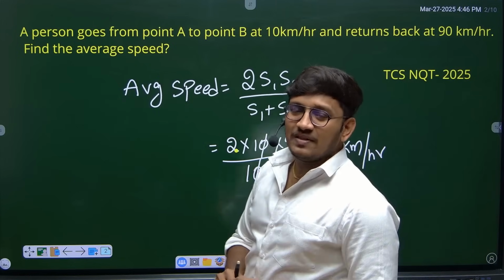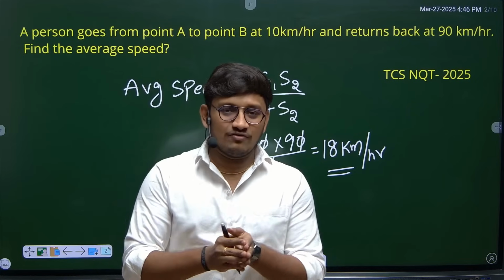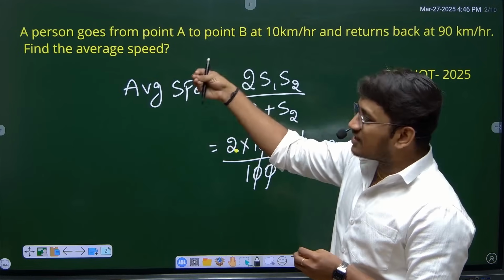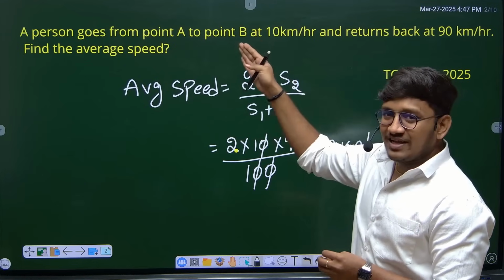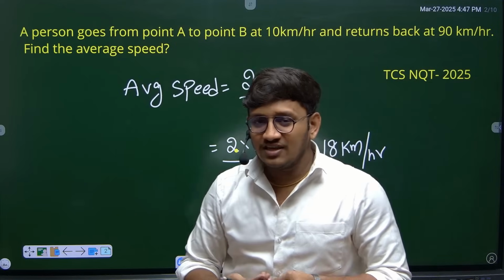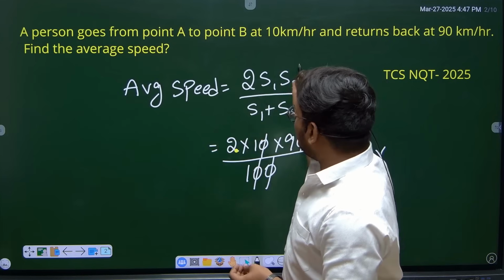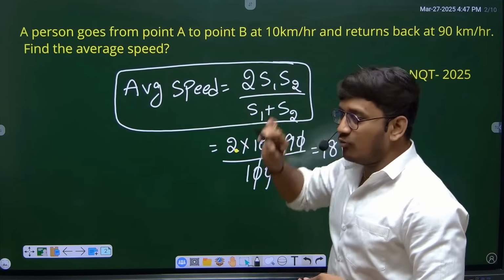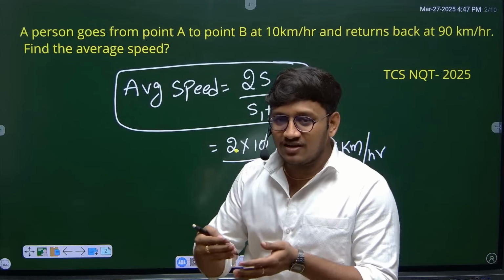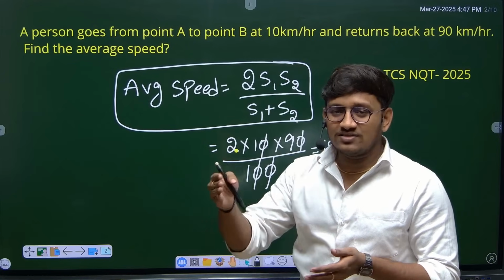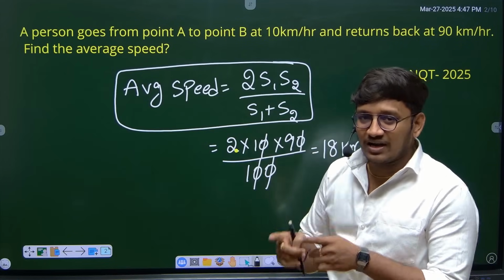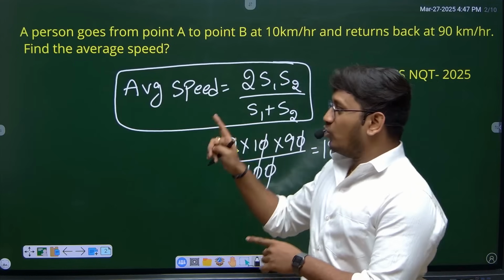I repeat again, when they give any two speeds with the distance constant, here they didn't mention anything about constant distance. Just by seeing the condition, from point A to B at 10 kilometers per hour and returns back, returning back means obviously the distance will be constant. So when distance is constant, average speed can be calculated using this formula. And when we have three speeds with constant distance, it is 3 s1 s2 s3 divided by s1 s2 plus s2 s3 plus s3 s1. This formula we already covered in the previous video. I hope you all are clear with this.